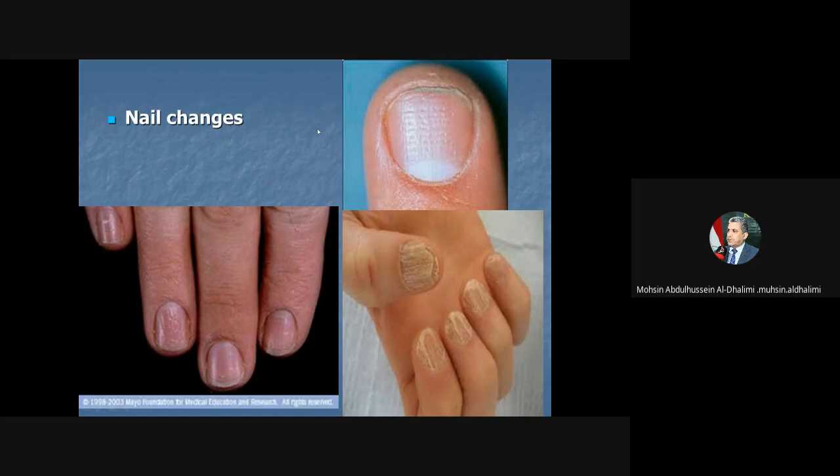And nail changes also may affect patients with alopecia areata, and they indicate poor prognosis also. They can either take the form of nail biting, depressions in the nail plates, or the form of linear ridges over the nails, and sometimes end with severe destruction of the nail. This is occurring in about 10 to 20% of the patients.